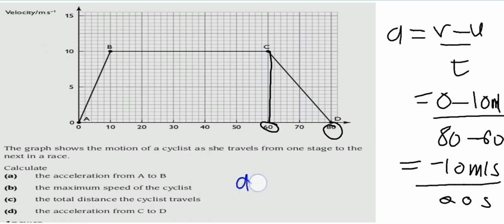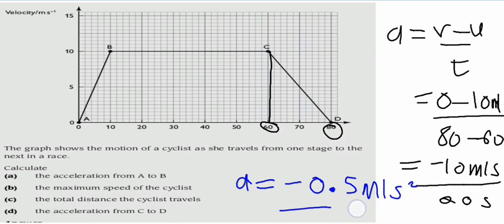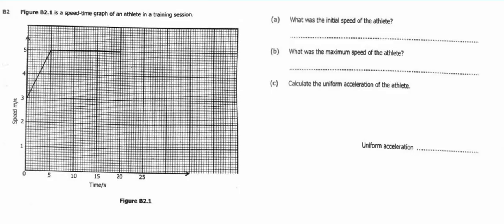So when I divide, I'm going to get the acceleration, which is deceleration in this case. It is just going to be negative 0.5 meters per second squared. So this one is our deceleration. Let's see the next question.